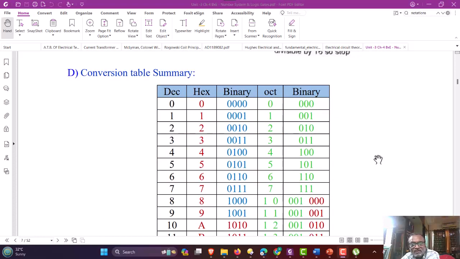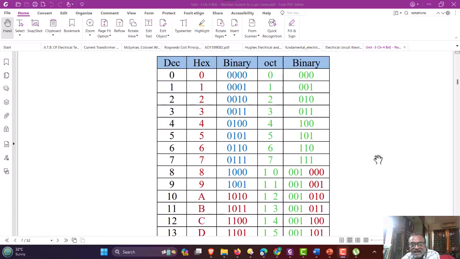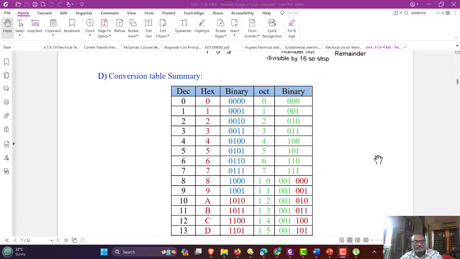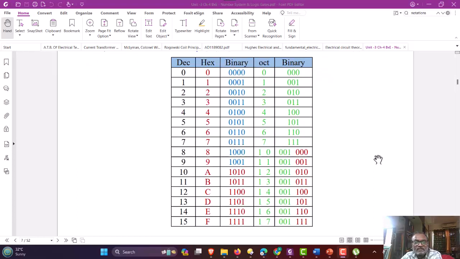By using this logic, we can convert various numbers and tabulate some basic combinations in the table shown here. You will see the first column indicates the decimal numbers, the second the hexadecimal number, the corresponding binary number in the third column, the corresponding octal number in the fourth column, and the binary combination corresponding to this octal number is shown. Decimal 0 corresponds to hex 0. Up to 9, the hex number and decimal numbers are the same.